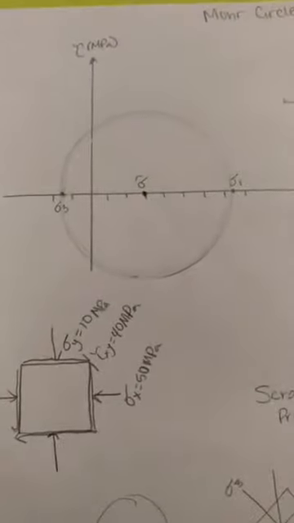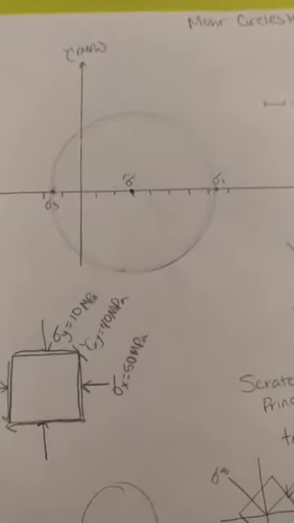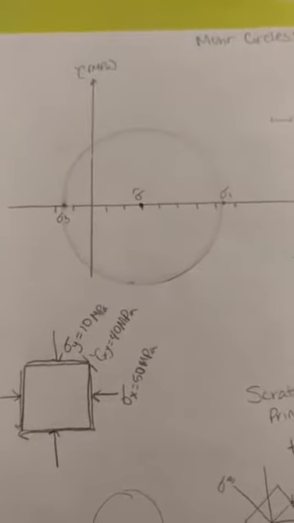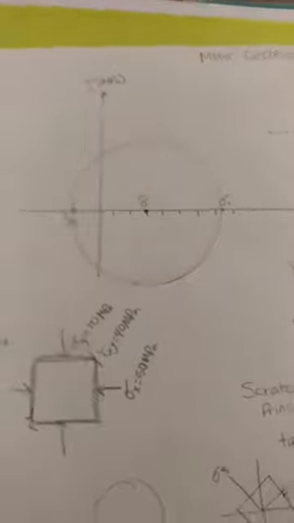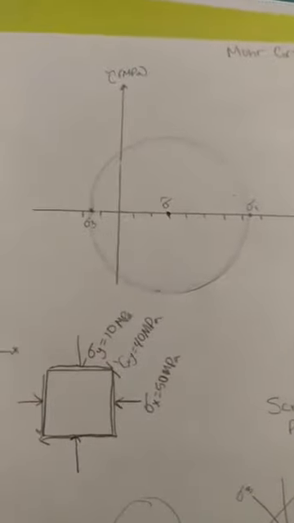And there it is. You can see I didn't do it perfectly the first time, so I erased and I redid it when it looked right. So that's my Mohr circle. I'm mostly in compression, but I got a little bit in tension.